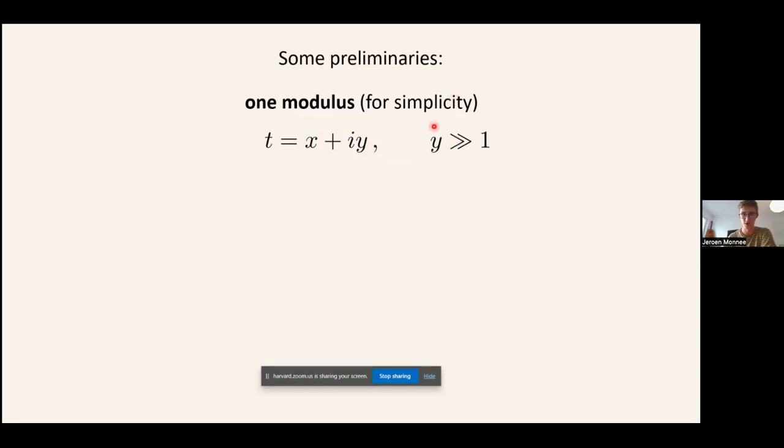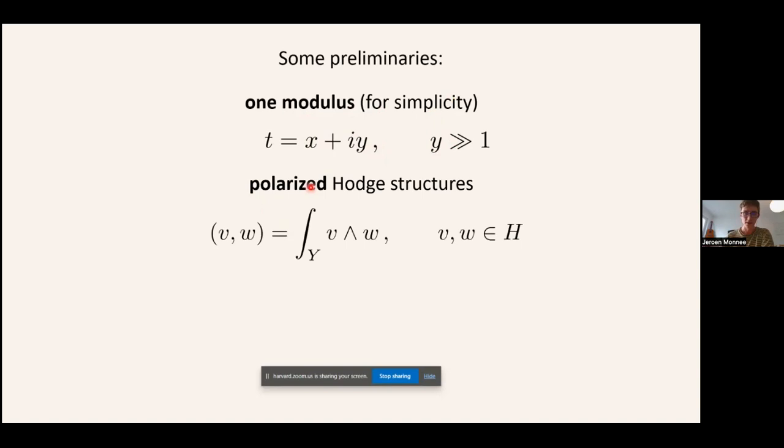I make this assumption just for simplicity. In principle, everything I say can be generalized, but things just become much more complicated. The second thing I will do is I will actually look at polarized Hodge structures. So that just means that I have some bilinear form on my vector space, which has some nice properties. But for us in Calabi-Yau settings, you can just think of it as being given by this formula.